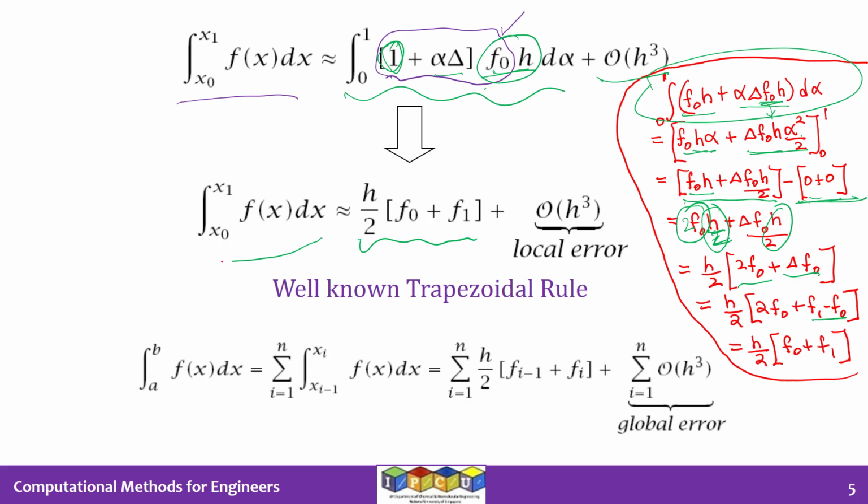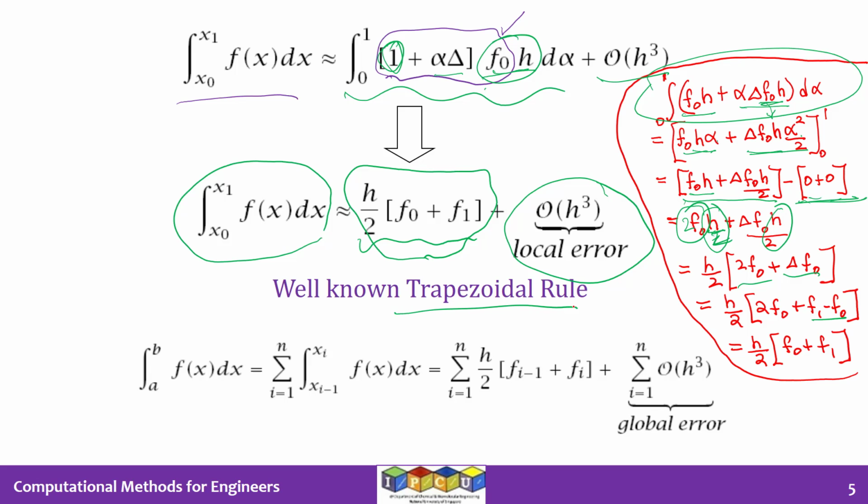So the integral from x0 to x1 f of x dx can be written as h by 2 times f0 plus f1 plus an error of the order of h cubed. So this is going to give us the approximate value of the integral because you have used linear approximation for the function. So this also is called the trapezoidal rule.